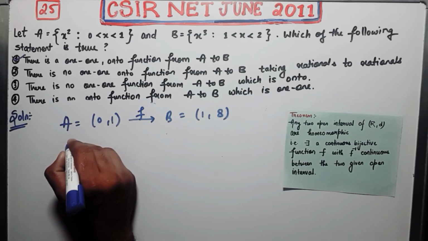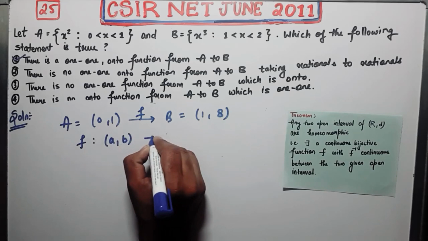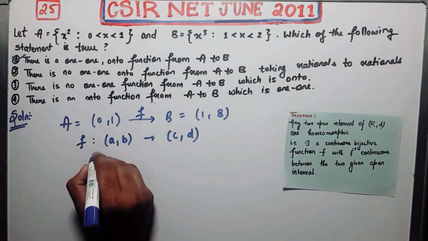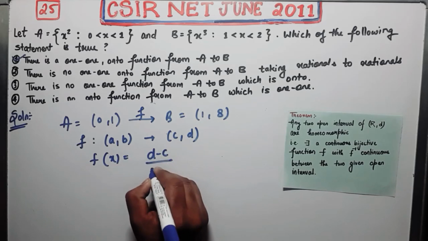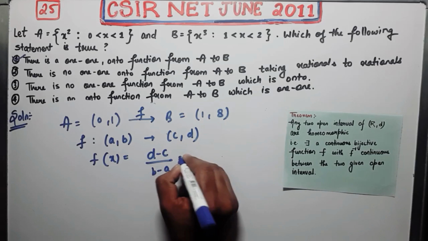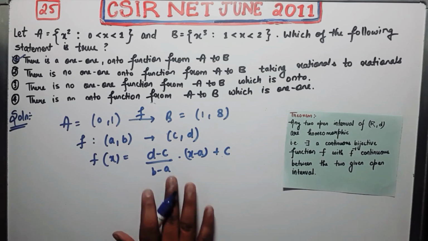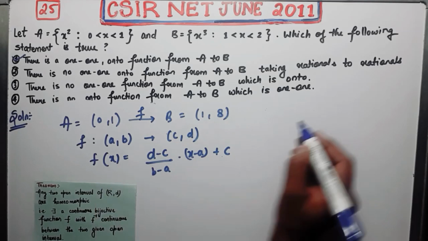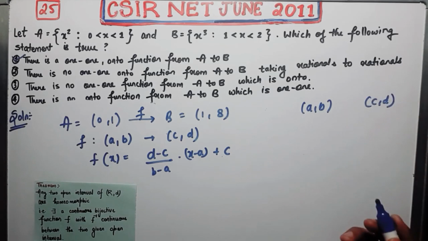Now let us say you have two open intervals (a,b) and (c,d). I am going to show you what the bijection between these two is. The bijection is given by f(x) = (d − c)/(b − a) · (x − a) + c. You don't have to remember this. I can show you a method to remember it. So you have (a,b) and (c,d). I'm giving you a trick to remember this.